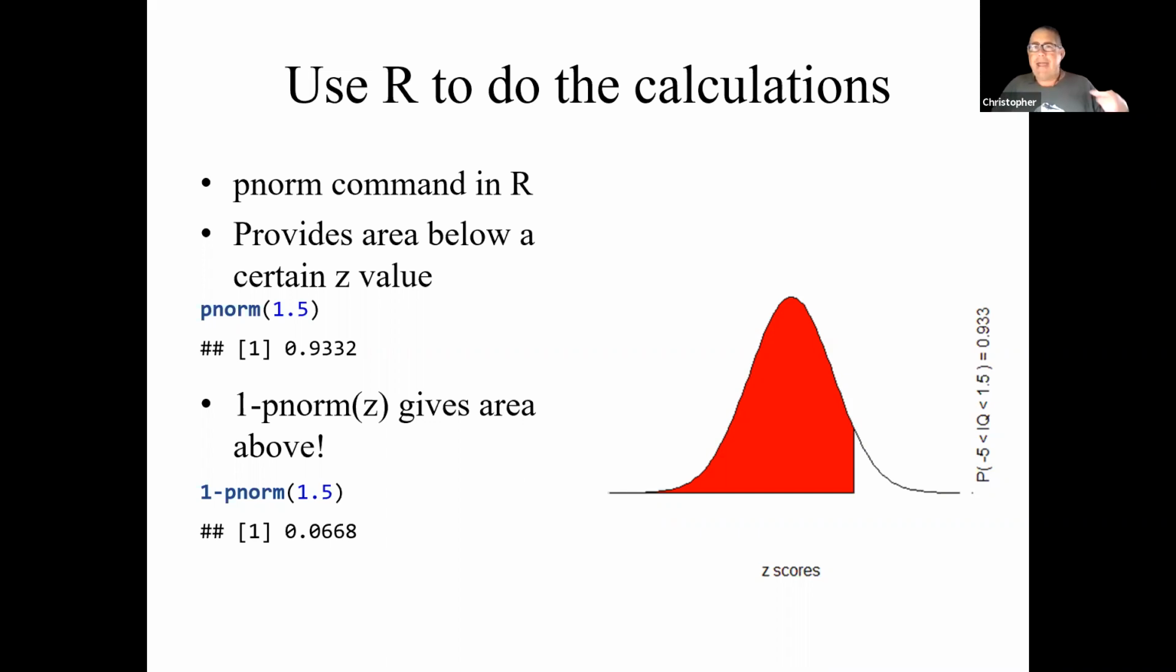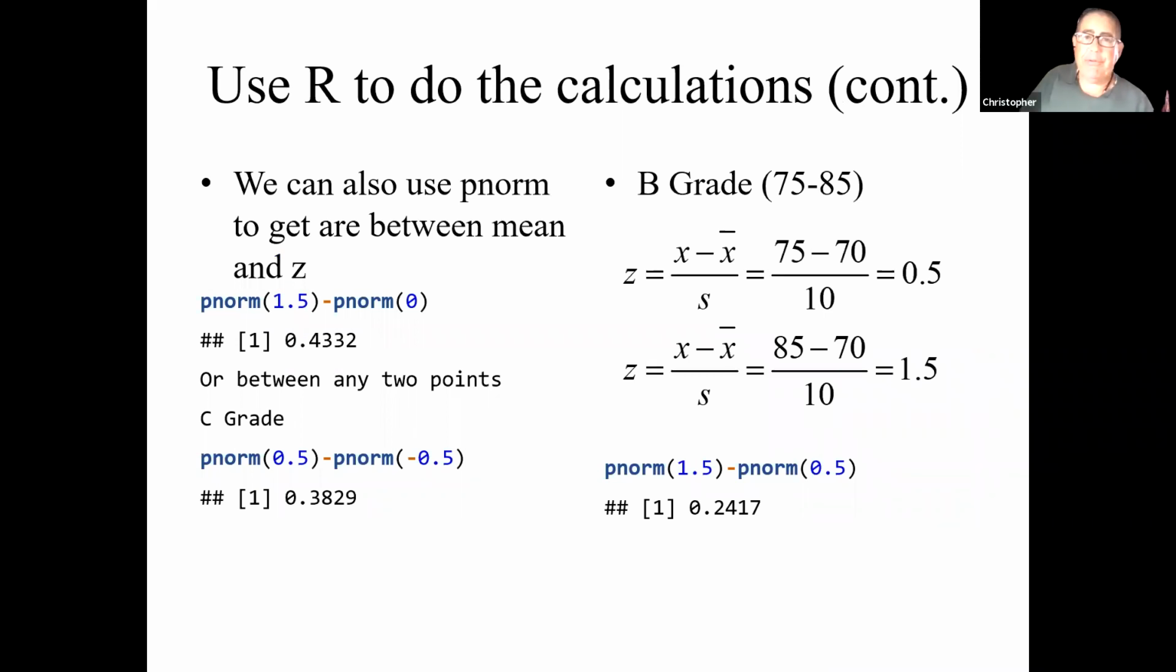We can use this command in a variety of ways. For example, the B grade. We want to find the proportion of scores that fall between 0.5 and 1.5, as those are the corresponding values to 75 and 85 on the normal distribution. You can use pnorm to get points between the mean and z by taking pnorm of whatever value you have minus pnorm of 0. So that would give us the area between 1.5 and z.